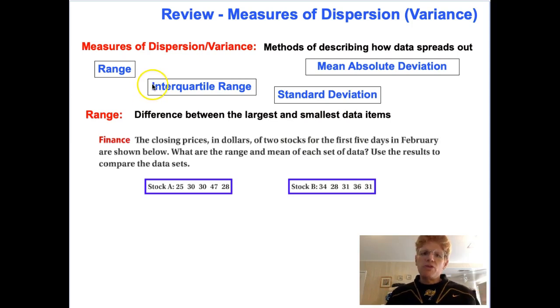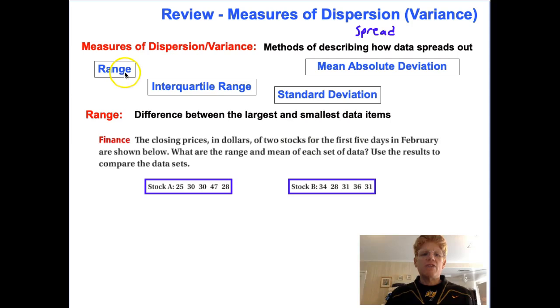We've talked about measures of central tendency. We also need to talk about measures of dispersion. And some people might call that a measure of variance. Both of those are words that mean spread, right? So dispersion and variance, they're both words that mean spread. So we're trying to figure out how the data spreads out from the center. Before, we were trying to describe the center of the data. Now we're trying to describe how the data spreads.